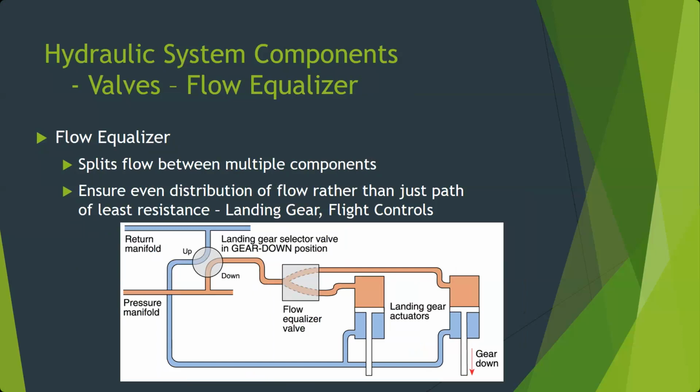One gear pushes a gear down, and you're doing something like this. You don't want that to happen either. So it can prevent those kind of situations from occurring. Okay. So flow equalization valves, or flow equalizer valves.